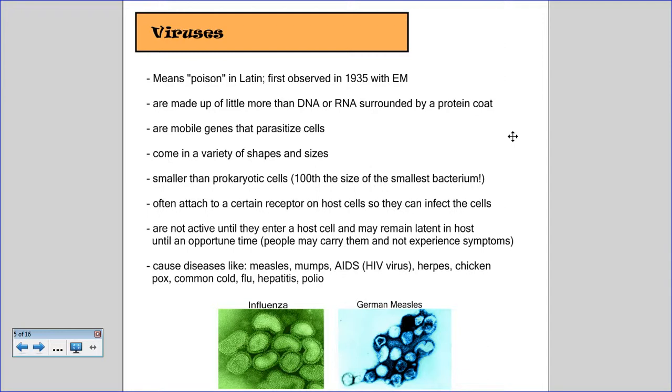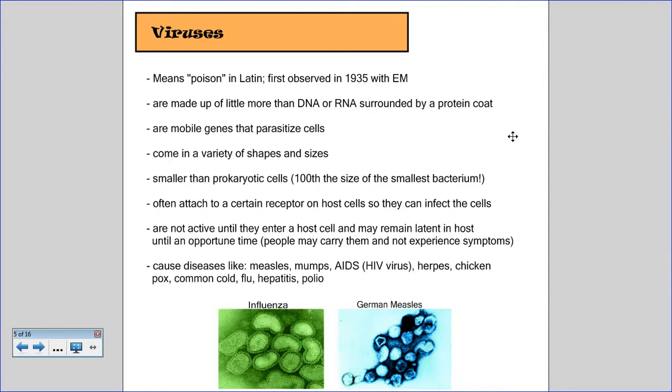Okay, and parasites kind of live off of the host. The host does everything for it, and they don't give anything back. They don't help it, and sometimes they even kill it. So they parasitize cells. They come in a variety of shapes and sizes, but in terms of size, if you're comparing them, they are smaller than prokaryotic cells. They're 100th the size of the smallest bacterium, so that's really tiny. And bacteria and other prokaryotes are smaller than eukaryotic cells. So they're quite a bit smaller overall.